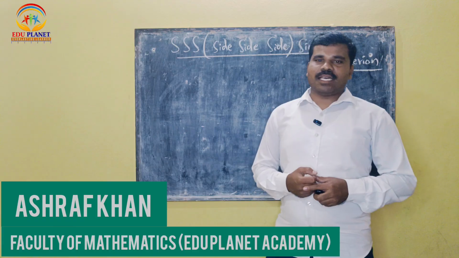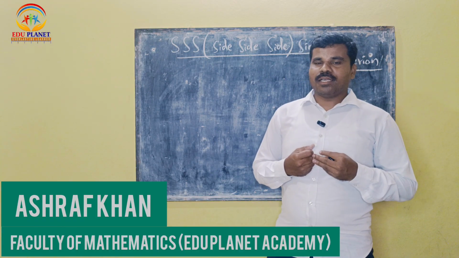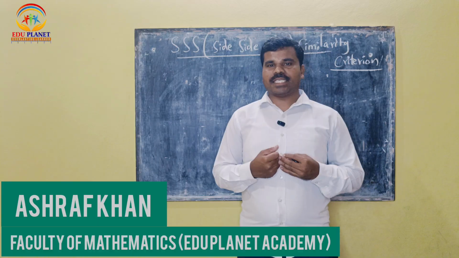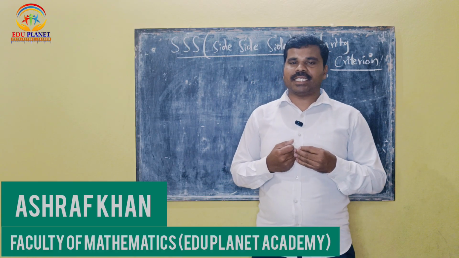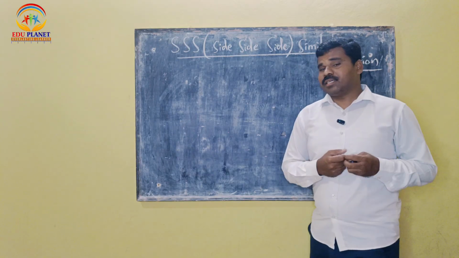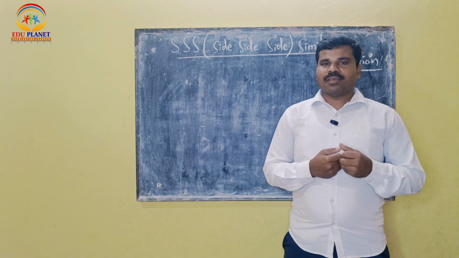As I said in the previous class, we will have three kinds of similarity rules. Those are SSS Similarity Criteria, AAA or AA Similarity Criteria, and the third one, SAS Similarity Criteria. Today we are going to learn about them one by one.